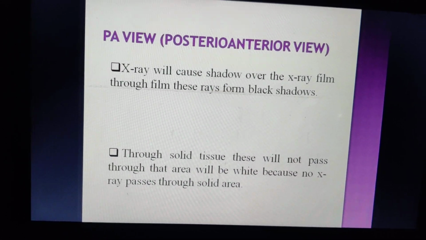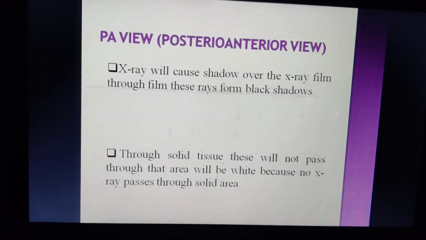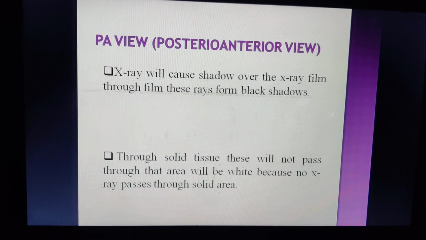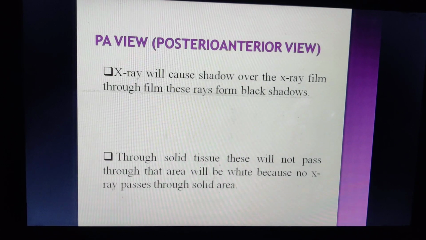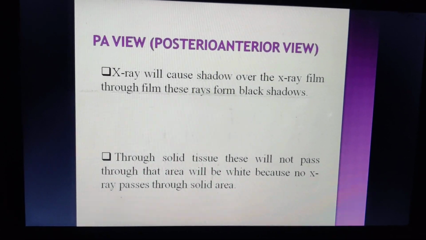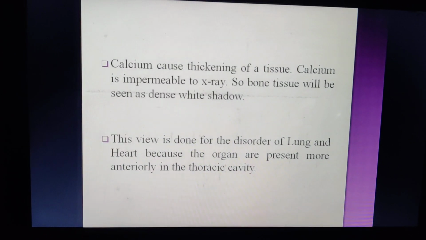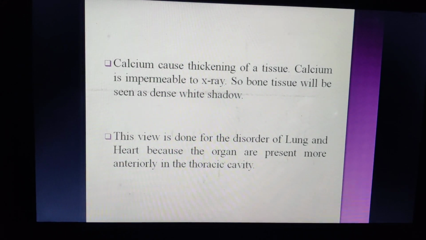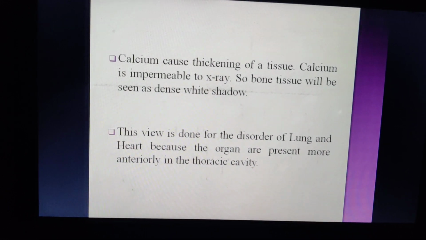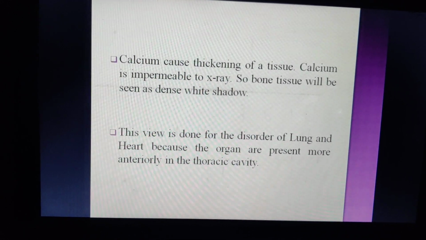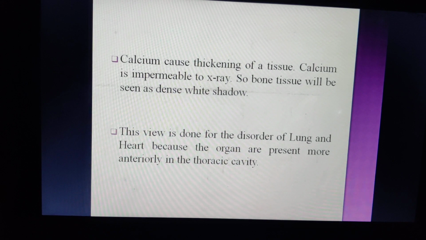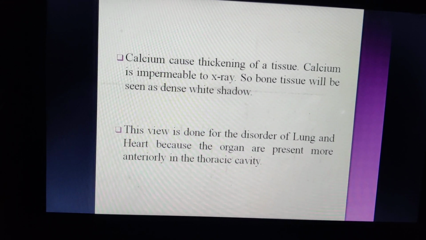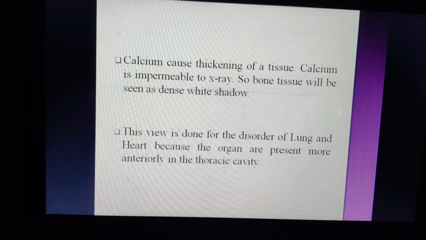But through solid tissue, the X-ray will be impermeable, meaning these rays will not be able to pass through solid tissue like bone, because in bone there is calcium. Calcium causes thickening of tissue. As we know, calcium is impermeable to X-ray, so bone tissue will be seen as a dense white shadow because it will not let X-ray pass through it.